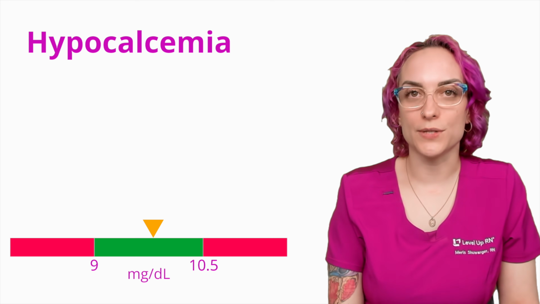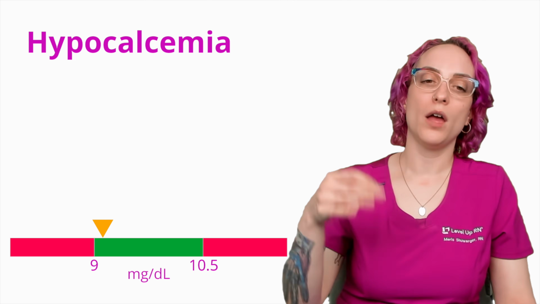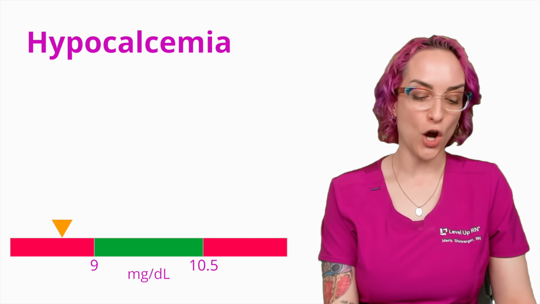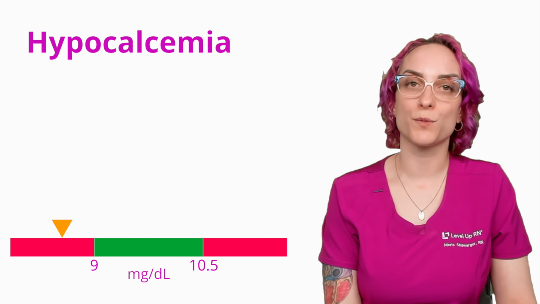Now, what happens if I have hypocalcemia? And I'm going to tell you a personal story about myself as we progress through this video, because I hope that it will help you to remember. Hypocalcemia, we have low calcium in our blood, meaning we are below 9 milligrams per deciliter.